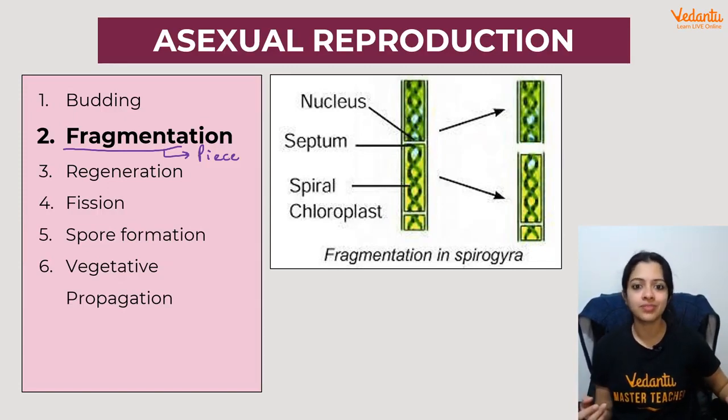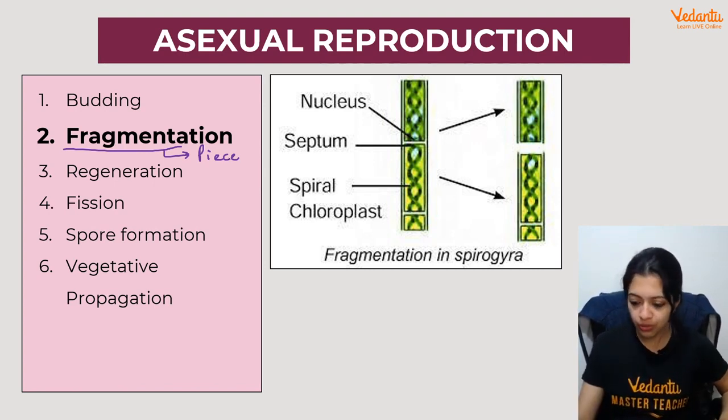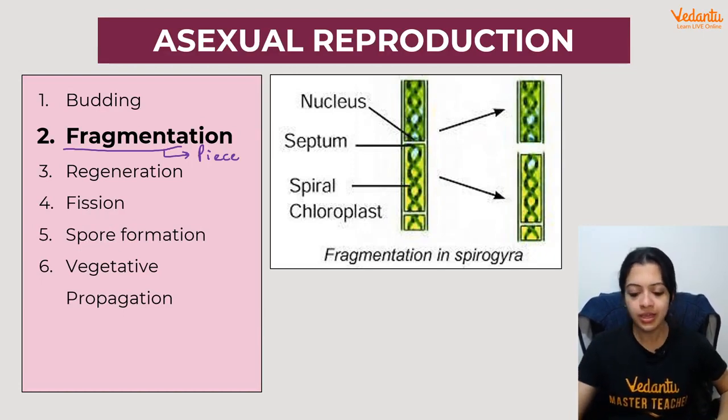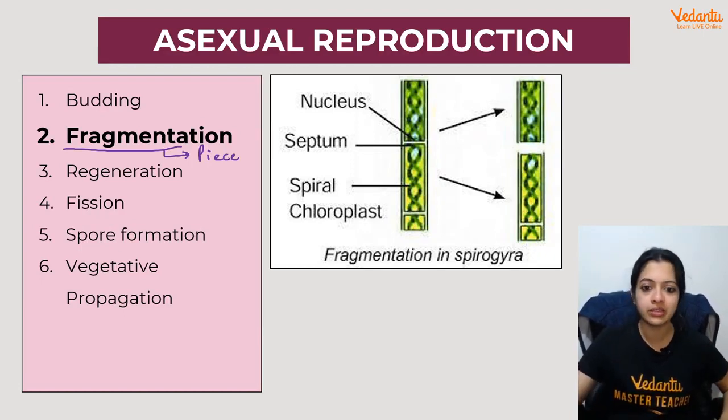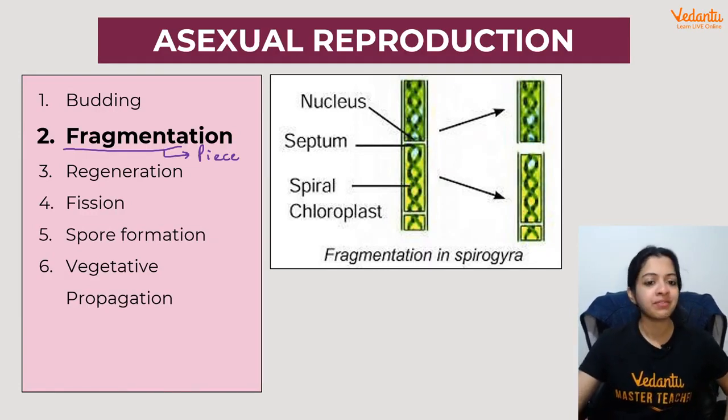Isn't that amazing? Thankfully, nature did not give us human beings that ability, because imagine the number of crimes that we would have committed. My goodness, nature always has a smart plan for everything, right? So, this is about fragmentation. Spirogyra is a very good example.